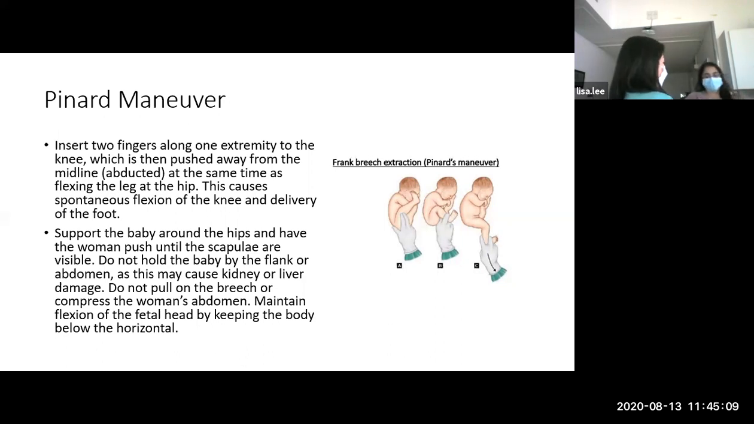Now to deliver the arms. Okay, you have your assistant supporting the weight of the baby, right? And now you're going to deliver the arms. So Ray, can you describe how you deliver the arms? I mean, what you just said, you go for the posterior arm with your finger, with the antecubital fossa, to deliver the arm.